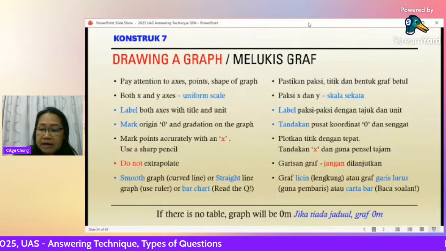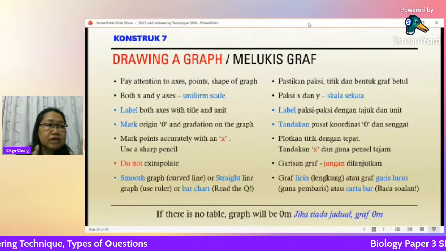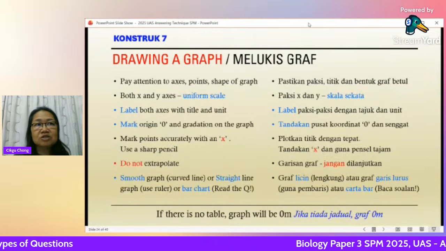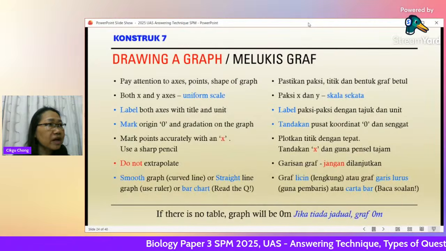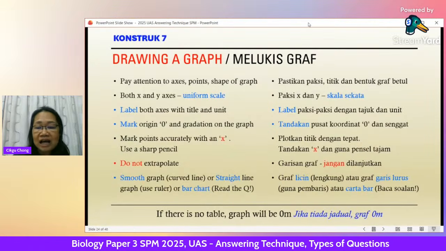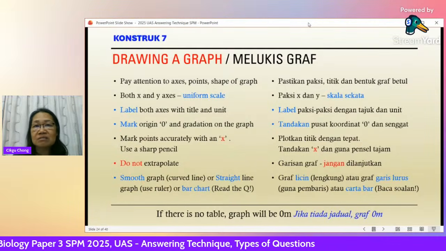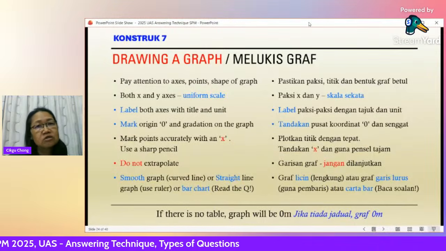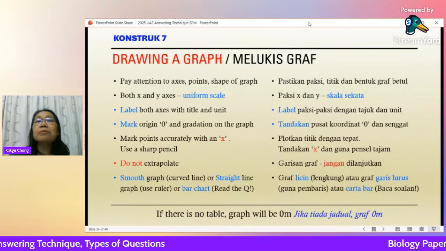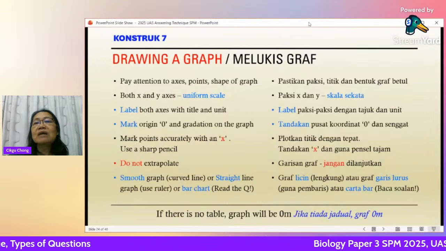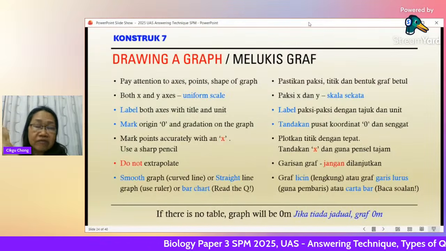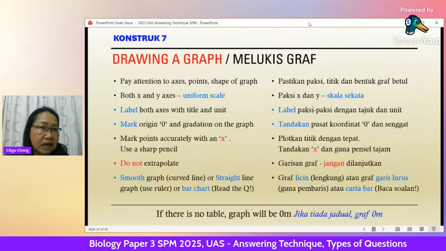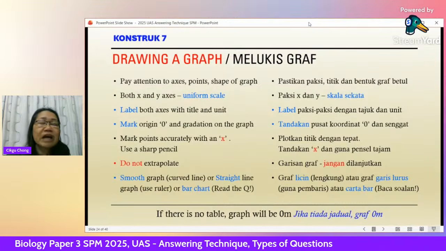If there's no table, I need something very important. If you skip drawing the table for your experiment and just straight away draw your graph, there is no mark for your graph, because the rationale is you cannot draw a graph without a table. Isn't it? Your table already has no marks. Let's say your graph is correct, but still no marks because you have no table.